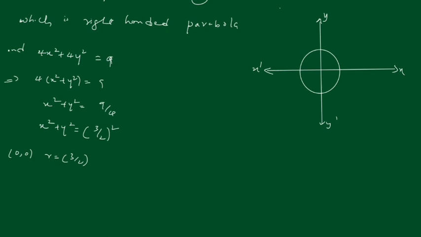h comma k is 0 comma 0 here, and the r value is 3 by 2. So with 3 by 2 we have drawn the figure here. 3 by 2 is 1.5, right? So here it is 1, and here it is 2, and 1.5 lies exactly in between. So the radius r value is 3 by 2. Now we also have a right-handed parabola, which is like this.